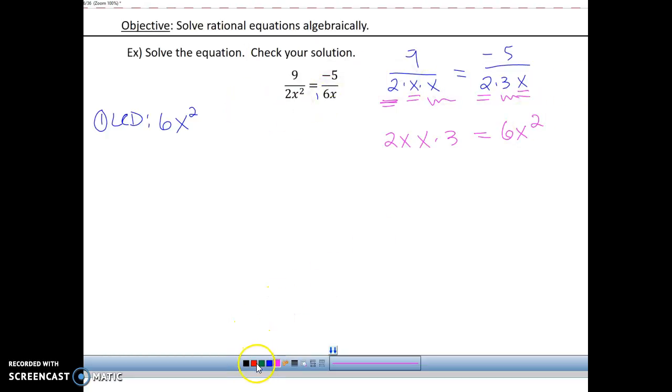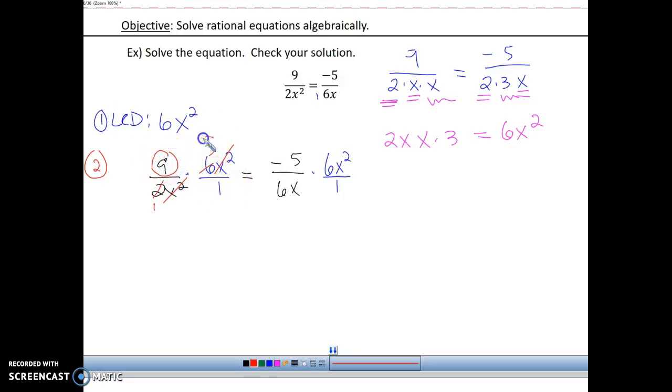Excuse me. So step 2 then is to multiply by the LCD. So you take your fraction, 9 over 2x squared times the LCD of 6x squared over 1 equals negative 5 over 6x times 6x squared over 1, because that's my LCD. And then you want to clear the denominators. So here I can see my x squareds go away, and then my 2 goes into itself once and into 6 3 times. So here I have 9 times 3 left over because the x squared went away. So 9 times 3 equals, and then here my 6 goes away. One of my x's goes away, so this squared goes away. I would just have an x left over here. So then I have negative 5 times x.